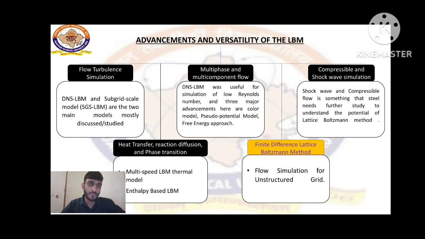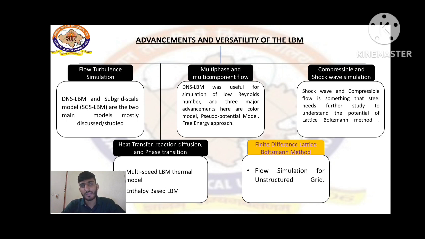So first we see flow turbulence simulation over here. In flow turbulence simulation, DNS, which is direct numerical simulation, using the Lattice-Boltzmann method, is done. The second one, which is used as a subgrid scale model, incorporated with the Lattice-Boltzmann method, is more related to large eddy simulation terms. So these were the two mostly discussed models, we can say, of the Lattice-Boltzmann method for flow turbulence simulations.